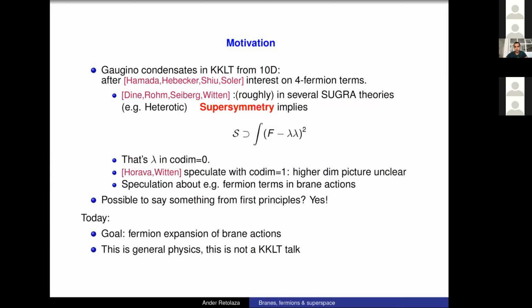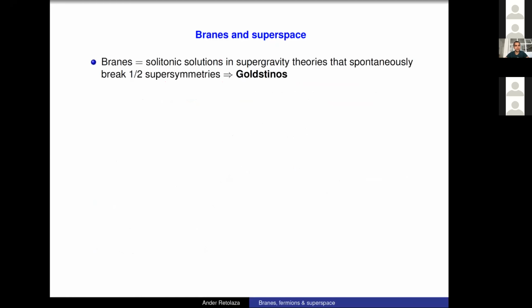So the goal of the talk is basically to talk about the fermion expansion in the different brane actions. The talk is going to be completely general physics. So it has nothing to do with KKLT, and I'm not going to get into the details related to this perfect square structure. So if you don't know this literature or you don't know the topic, don't worry. You're not going to need this kind of thing for the talk. So, okay, let's get started.